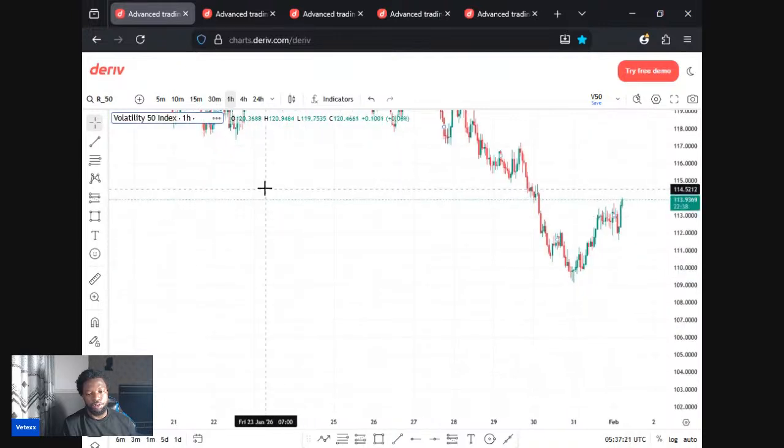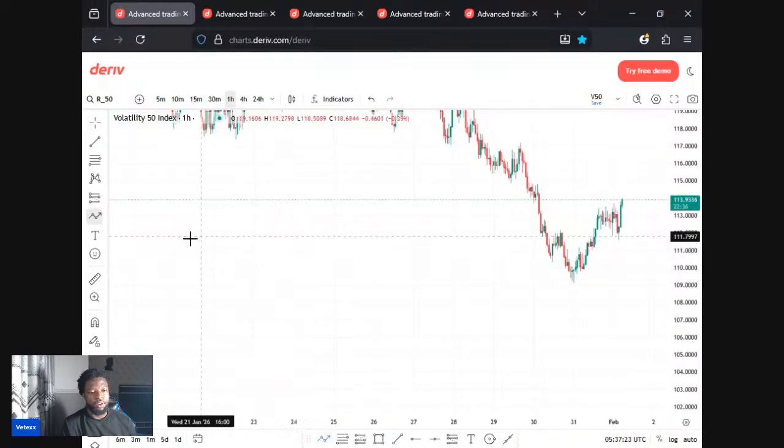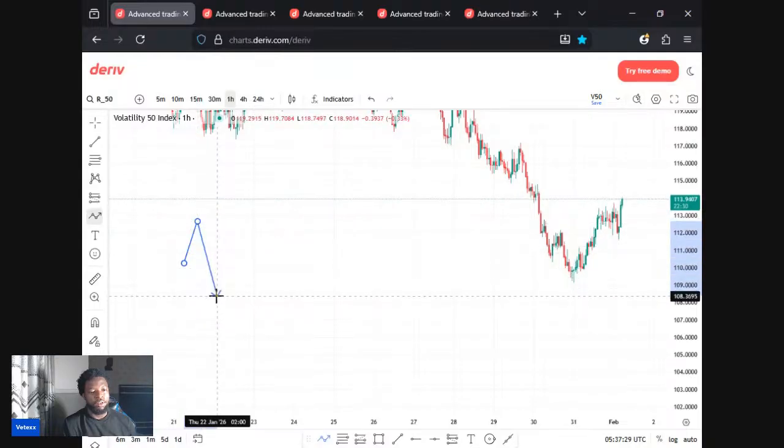Let me just show you guys something. Structure normally forms like this. You see price creating a series of higher highs and higher lows. Okay, now this is going to be like this. This high is already here. So what do we do?